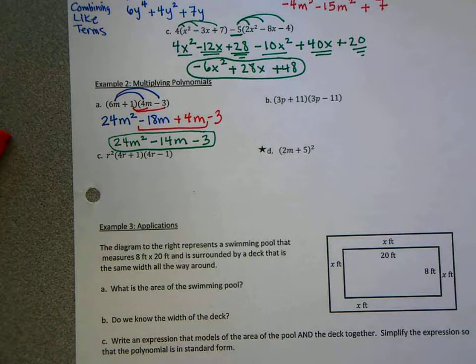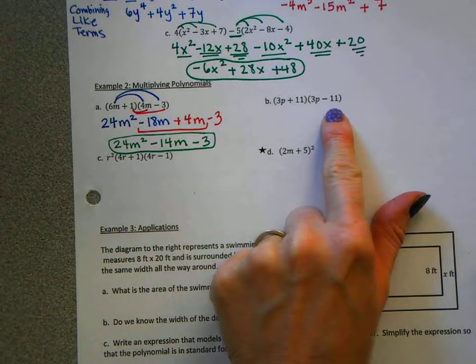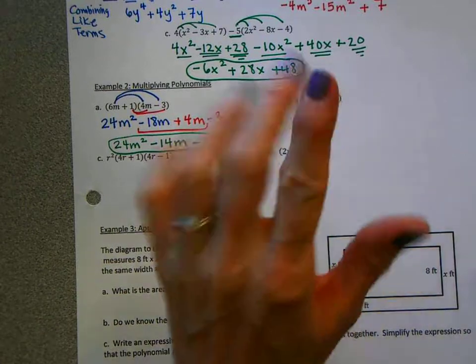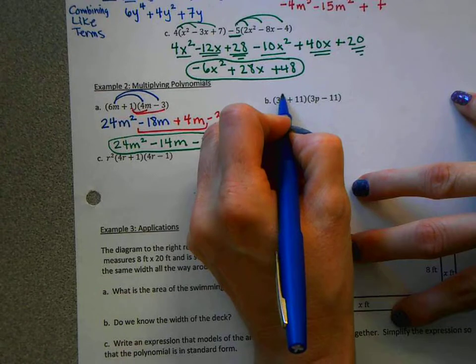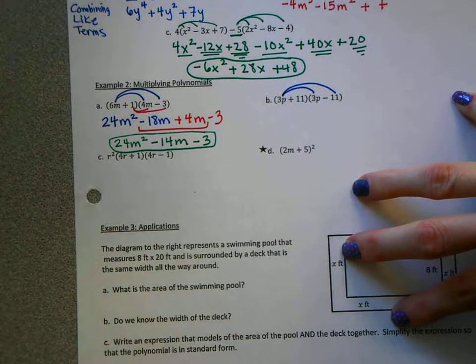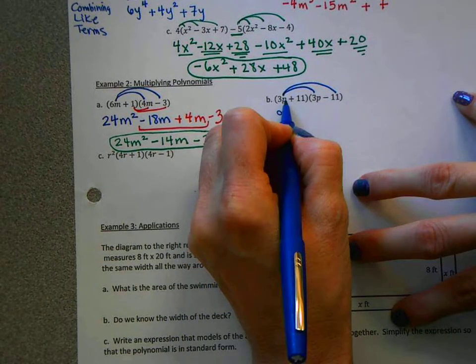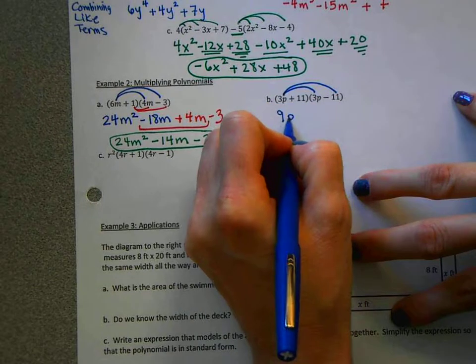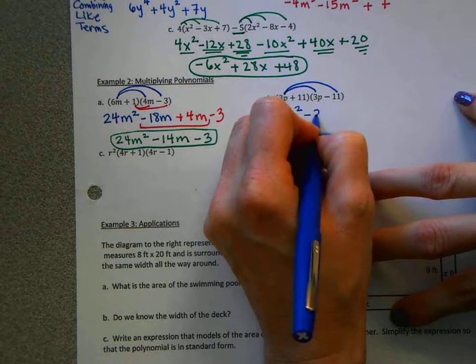Okay, so the next one, we're going to do exactly the same way, but if you're careful, you might actually notice that in B, we have the same expression twice, just it's a plus and a minus. So I'm going to show you what happens. But you might have already seen this before. Something special happens in the middle. So I'm going to do 3p times 3p and 3p times negative 11. Multiply numbers and get 9. The exponents are 1 and 1, so you add them and you get p to the second. 3p times negative 11 is negative 33p.